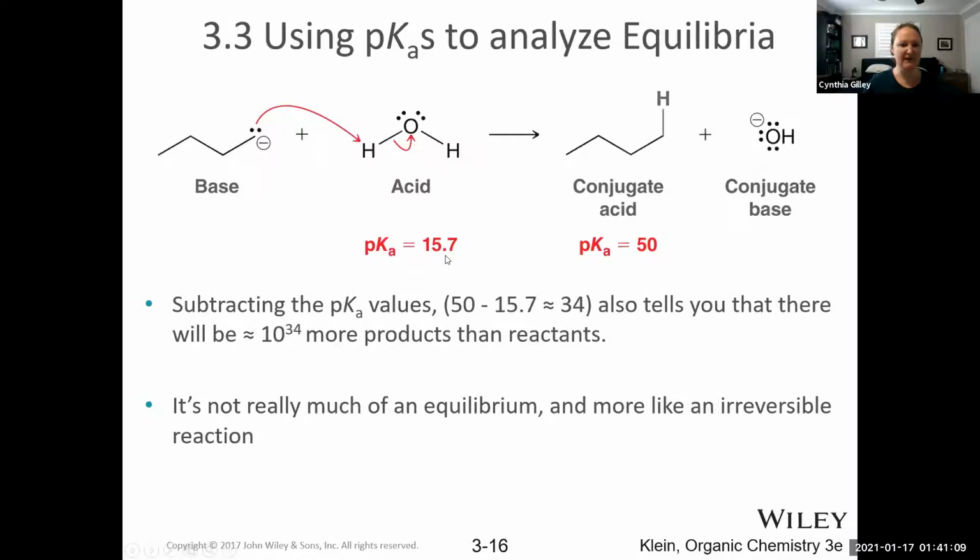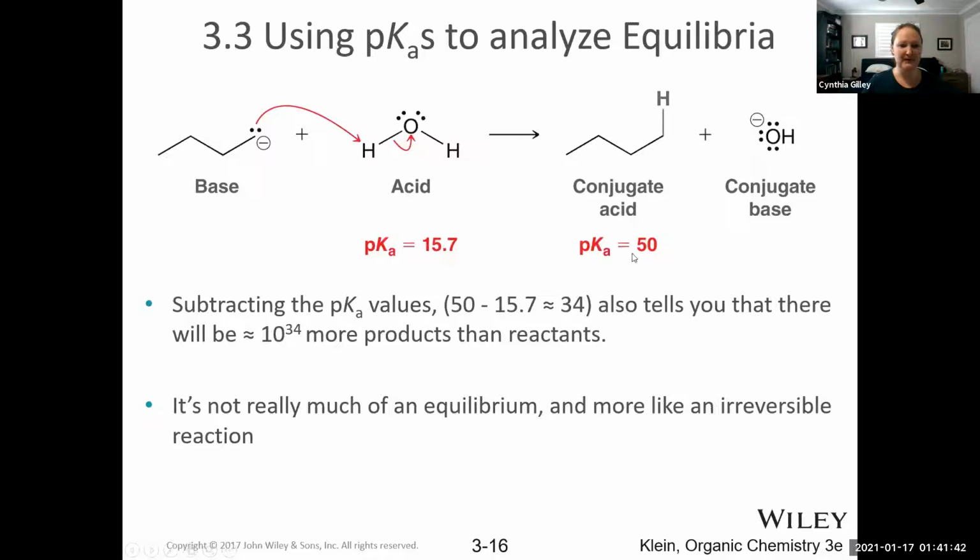When we know the pKa values, again, this is a much bigger difference now. We're still using water as the acid, which has a pKa of 15.7, but our conjugate acid in this case is butane. And the hydrogen attached to one of the carbons in butane has a pKa of 50. It's extremely unacidic, or one of the weakest acids you can possibly find. So now there's going to be a huge difference in pKa values between the acid and the conjugate acid.